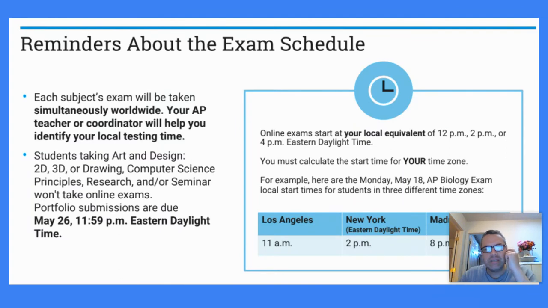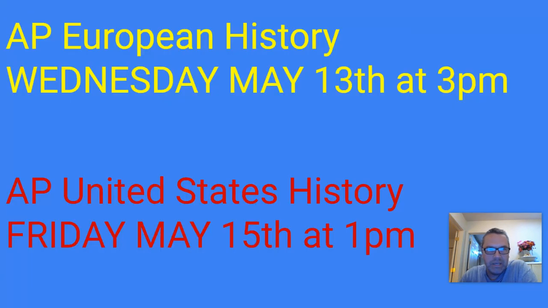Reminders about the exam schedule. Each subject will be taken simultaneously. So everybody around the world who's taking AP US and AP European History is going to take the exam at the exact same time. The times that I gave you are in our Central time zone, Central Standard Time, Central Daylight Time, whatever you're going to call it. So that would be 3 p.m. on May 13th for AP European History and 1 p.m. for United States History.